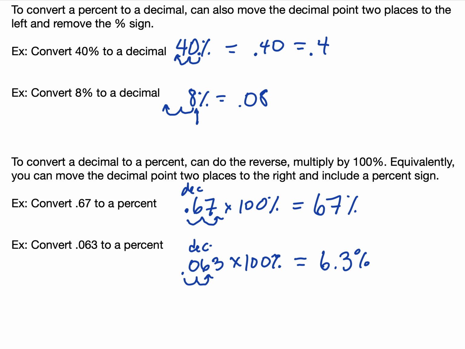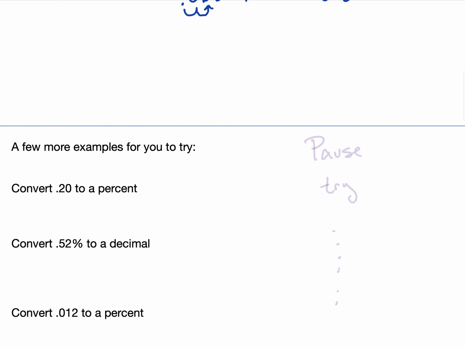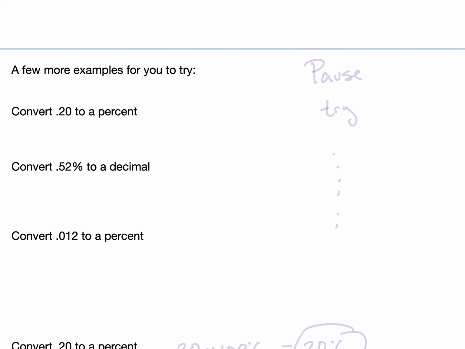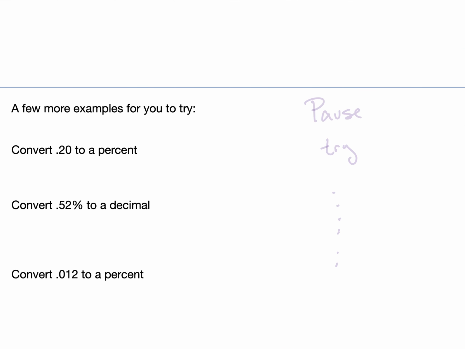Okay, here are a couple of examples for you to try. Convert 0.20 from a decimal to a percent, convert 0.52% into a decimal, and convert 0.012 from a decimal into a percent. So I'd encourage you to pause the video at this point and try these on your own, and then we will go over them together in just a moment.